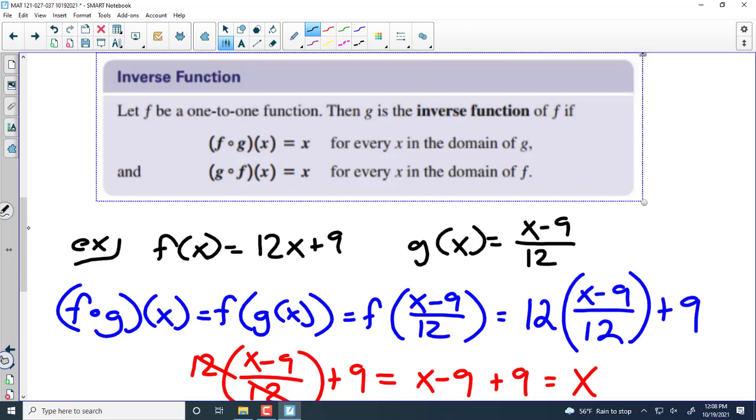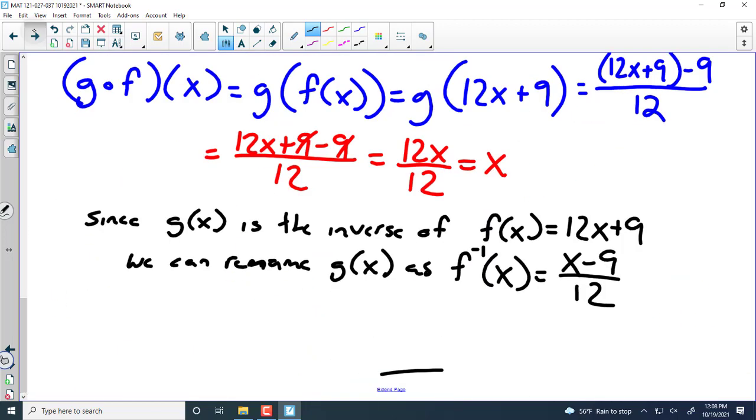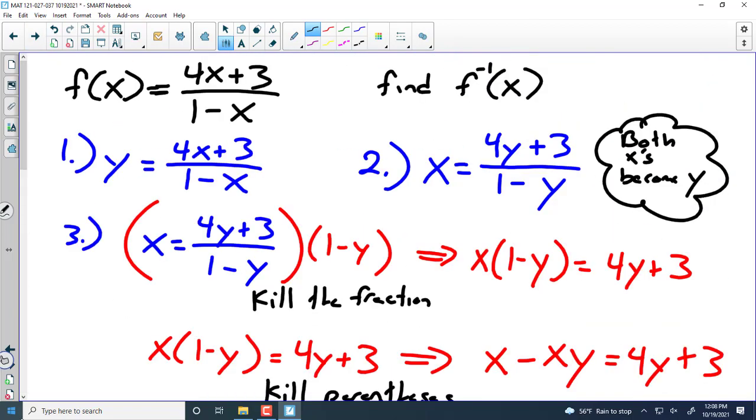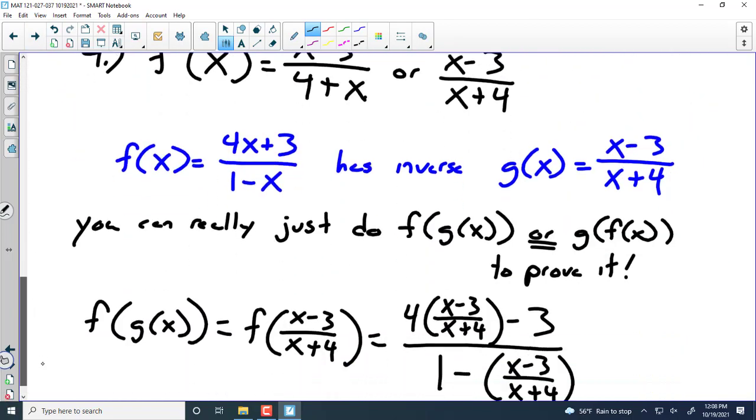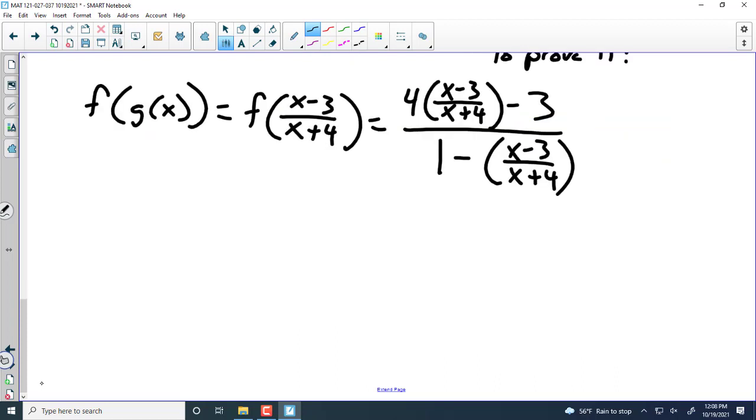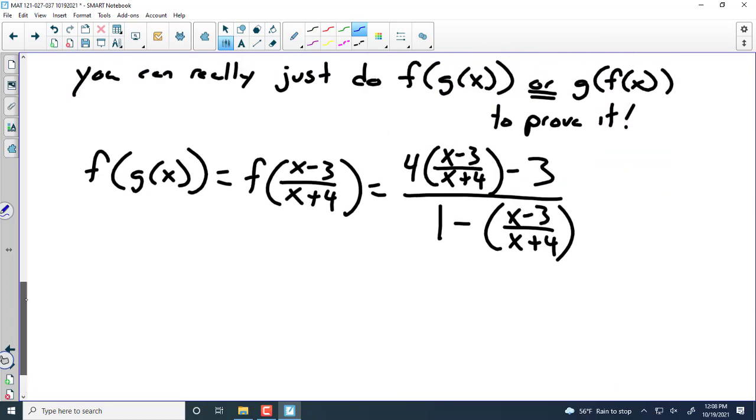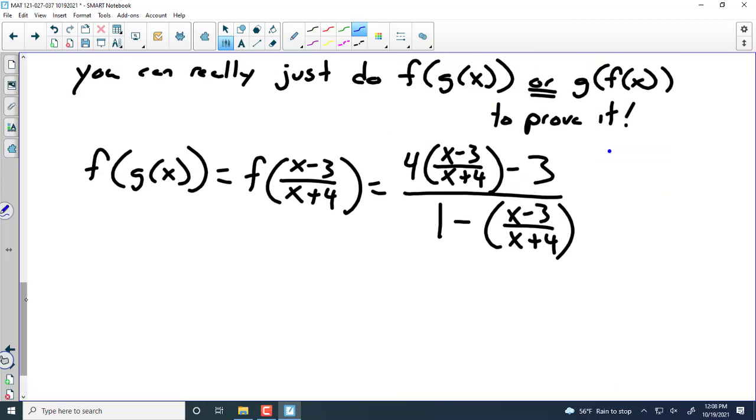You plug one function into the other one, you go through all the nightmare of simplifying it, and you're hoping to just get an x at the end. And if you get just an x at the end, they are indeed inverses of each other, and you've won. Well, I don't want to do this, but I'm going to. And once again, I hate fractions within fractions, so watch what I'm going to do. I'm going to multiply both the top and the bottom of this thing by x plus 4.